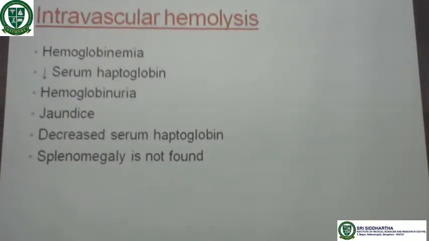So what lab findings do you see in intravascular hemolysis? There is hemolysis within the blood. Hemoglobin is released and seen in the blood, that is known as hemoglobinemia. Serum haptoglobin levels are reduced because it binds to the hemoglobin product. Hemoglobinuria: uria is urine, so hemoglobinuria is the presence of hemoglobin in urine. Jaundice due to an increase in unconjugated or indirect bilirubin. In intravascular hemolysis, splenomegaly is not seen.